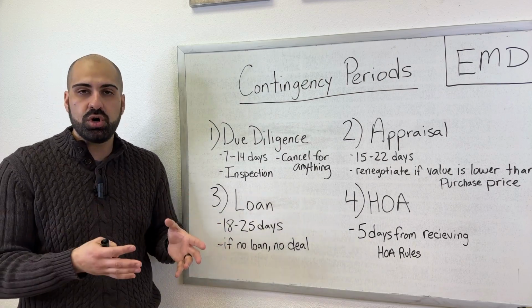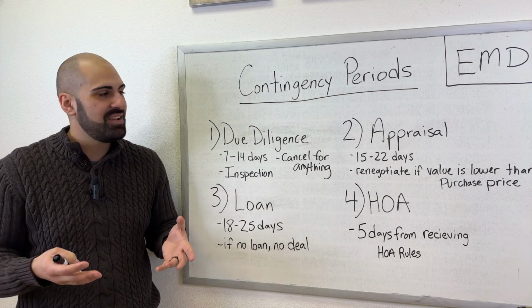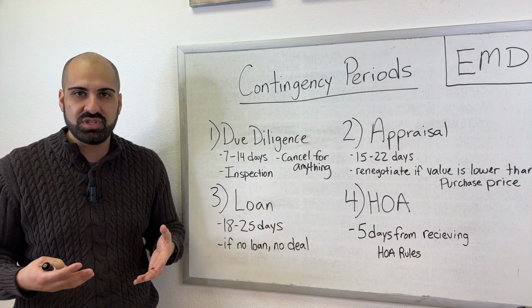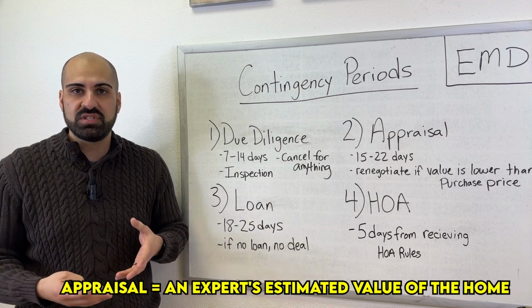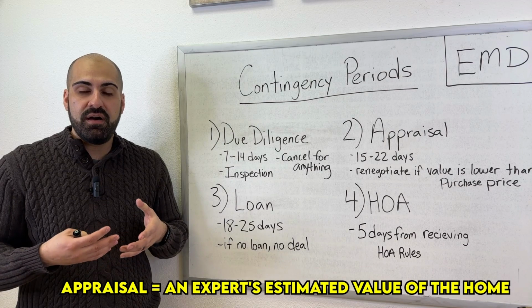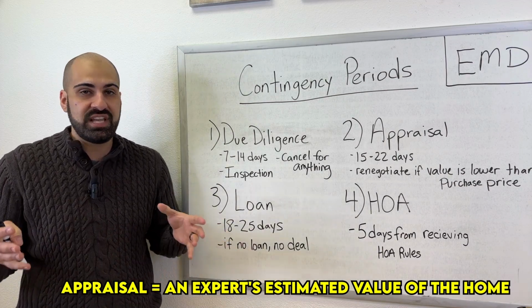So lenders will order an appraisal that the buyer pays for, and an appraisal is done by an appraiser, right? And basically this is a professional person that's very skilled in figuring out the value of things. They will go out to the house, spend a few hours there, look at everything, and come up with a value of the home based on what's inside the home and based on what the other homes in the area are selling for.